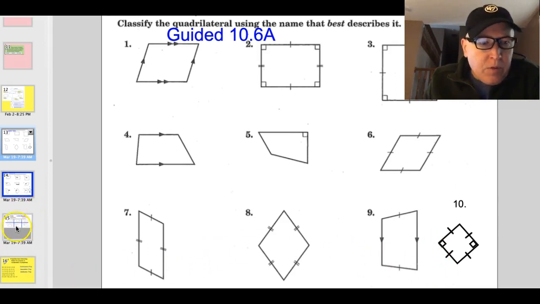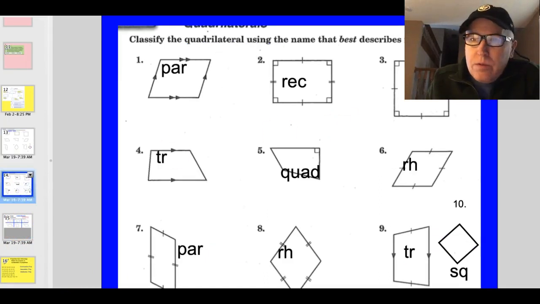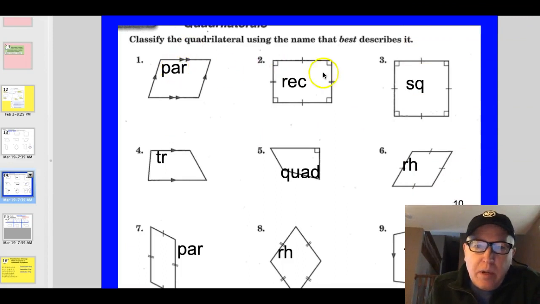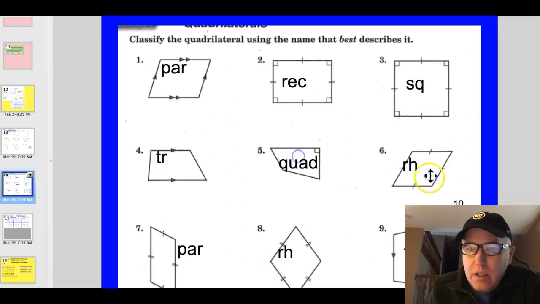Okay, let's run through the answers to those. I'll keep myself down in the corner for the beginning. That's a parallelogram. This is a rectangle. That's a square, trapezoid, quad. This is a rhombus. All sides are congruent. It's a parallelogram with congruent sides.